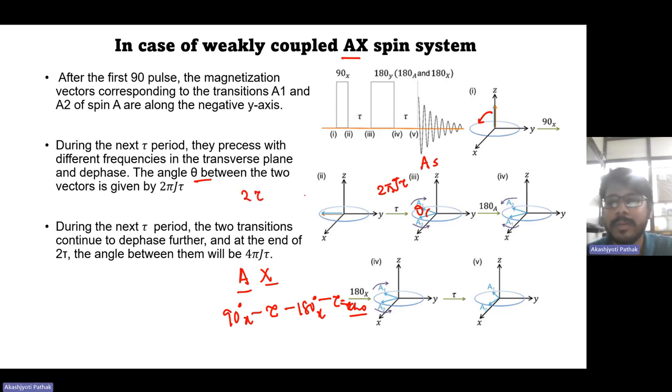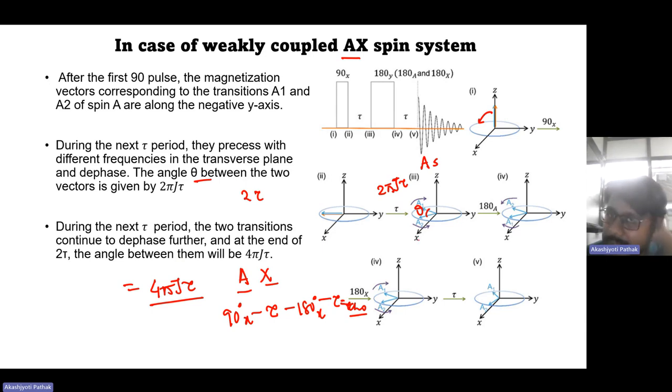So there is a delay of 2 tau. That will result in a phase difference of 4 pi j tau. During the next tau period, the two transitions continue to dephase further, and at the end of 2 tau, the angle between them will be 4 pi j tau.